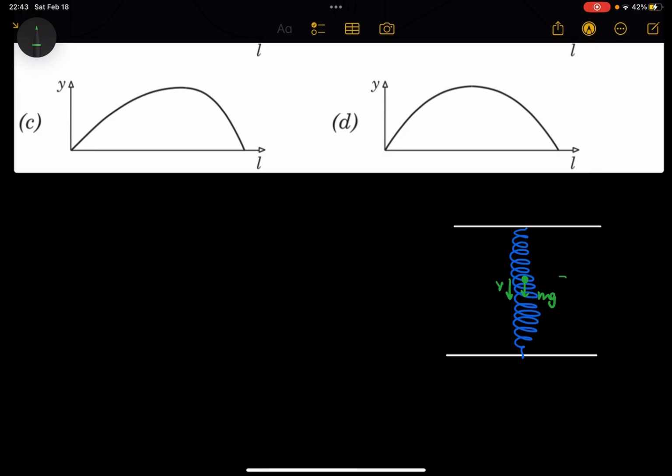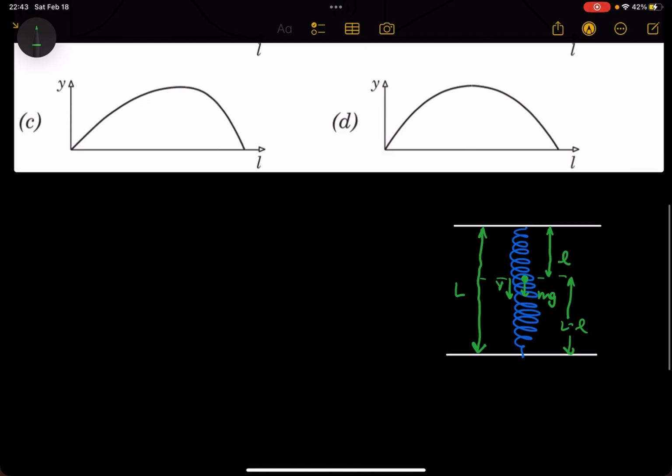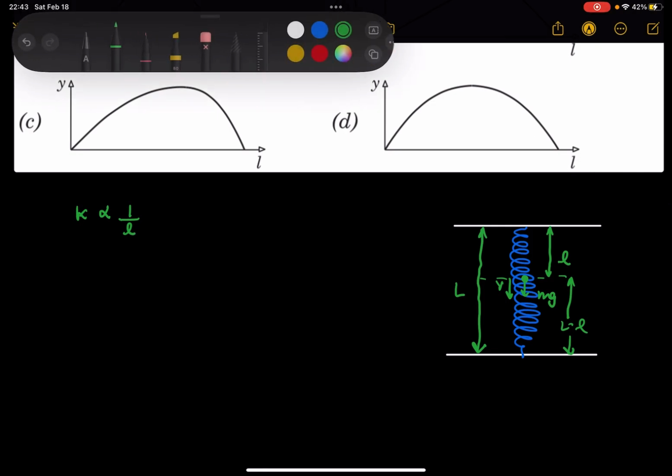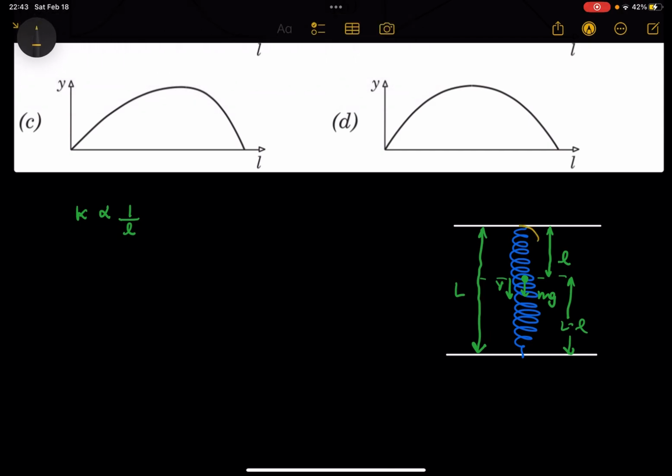So if I'm talking about this length from the upper end, it is small l, and let us assume the total length of the spring is capital L. So this becomes L minus l. In the last video I already told you that K, the spring constant, is directly proportional to 1 upon L, the natural length. So you can say that this part is treated as one spring and this side is treated as another spring. So both are parts of the single spring, connected as two springs.